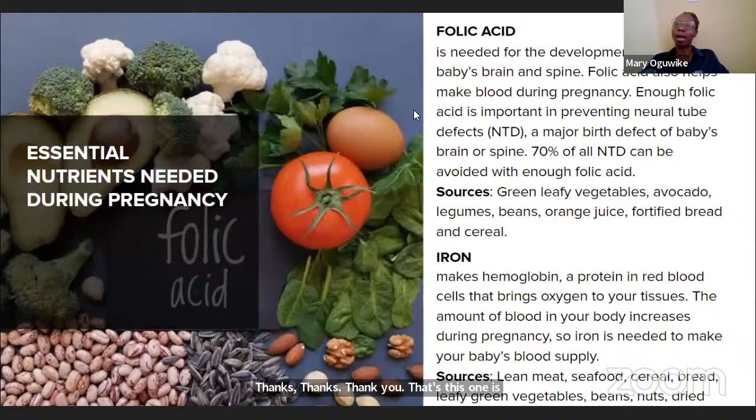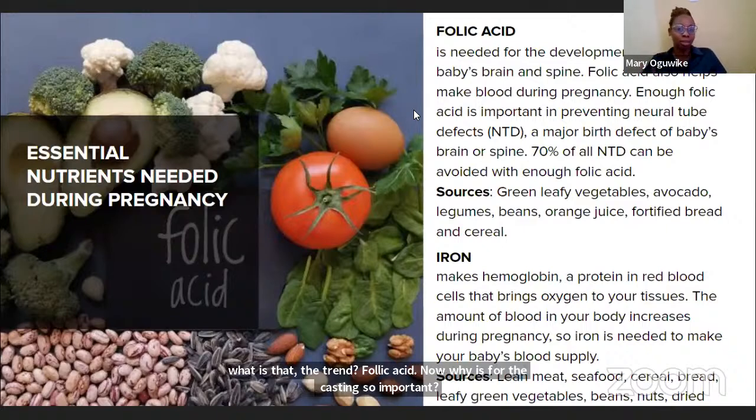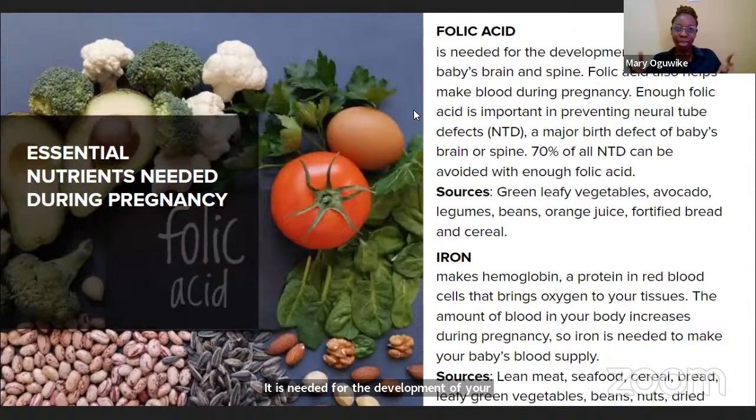Another nutrient needed. This one is like the organ of the essential nutrients, because if a woman doesn't take this one during pregnancy, it can cause serious problems. And what is that nutrient? Folic acid. Now, why is folic acid so important? It is needed for the development of your baby's brain and spine. You know, the brain is like the main component of the body. It controls the entire body. So this is why folic acid is very important, because it is needed for the development of your baby's brain and the spine. It also helps to make blood during pregnancy.